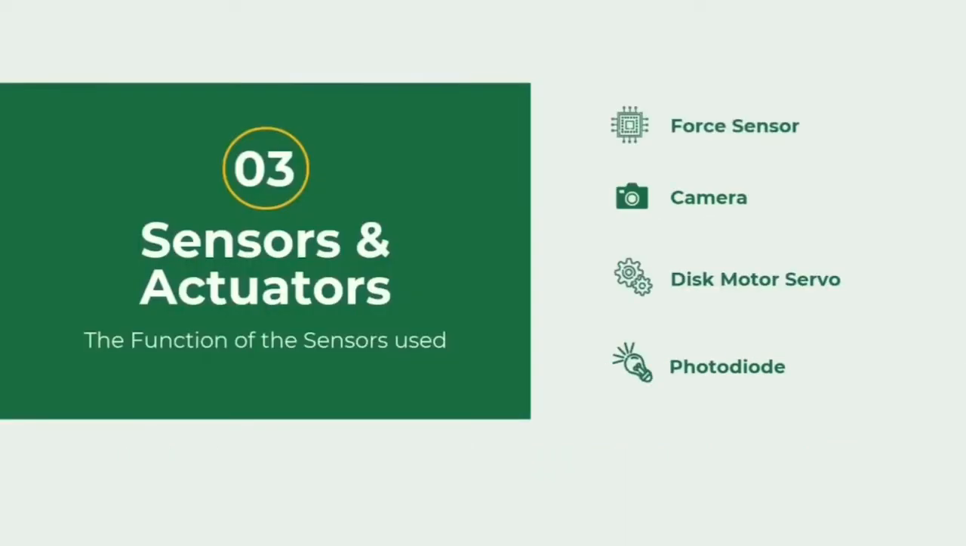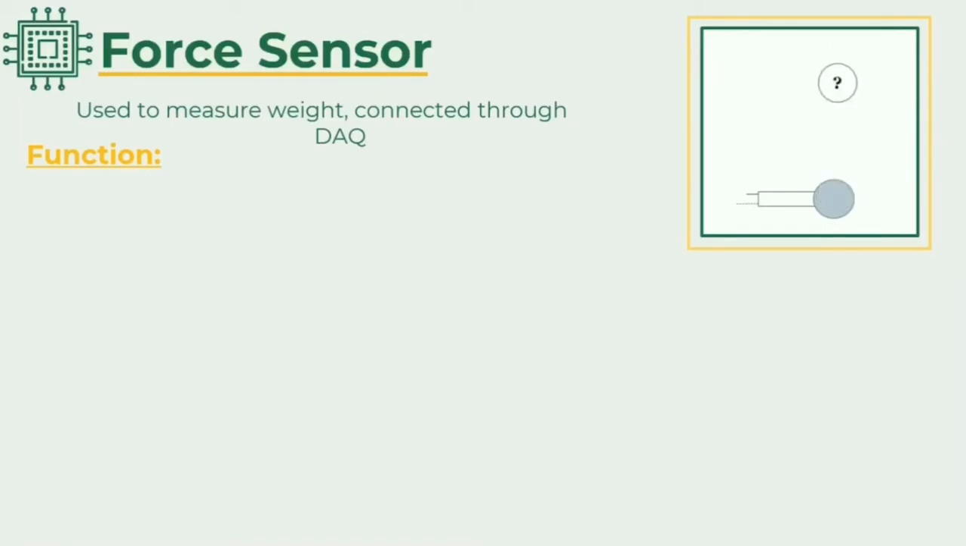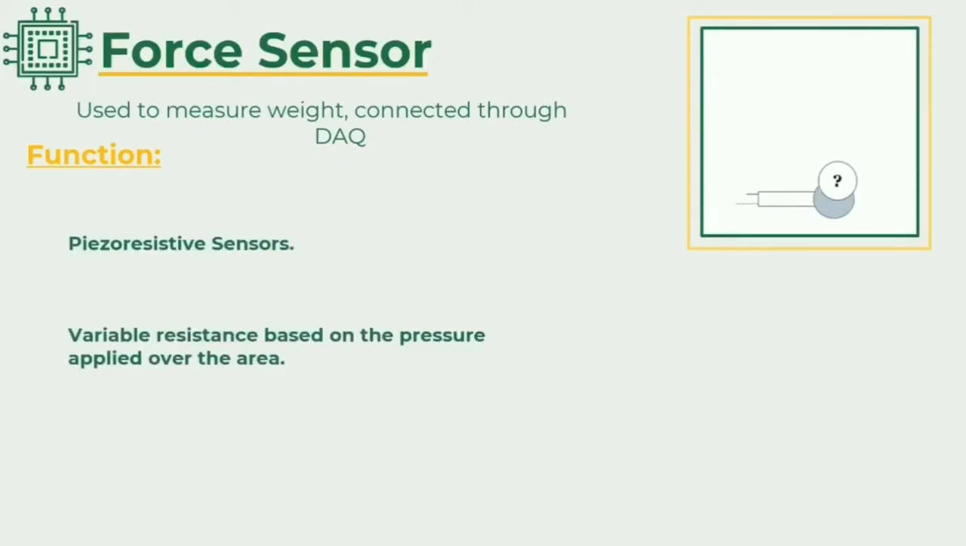To further understand the limitations that occur due to the sensors, let's focus on the functions of the sensors and the exact physical and theoretical functions they serve. In the original system, we used 3 sensors and 1 actuator. Starting from the force sensor, it is important to keep in mind that it is used to identify the weight of the pill. The force sensor is a piezoresistive sensor, which means that its resistance is variable based on the pressure that is applied over the sensitive area.